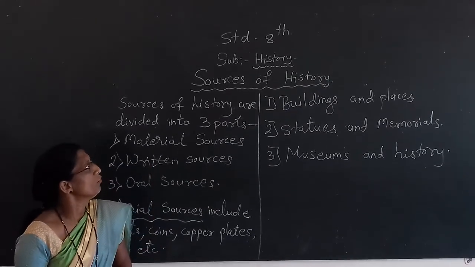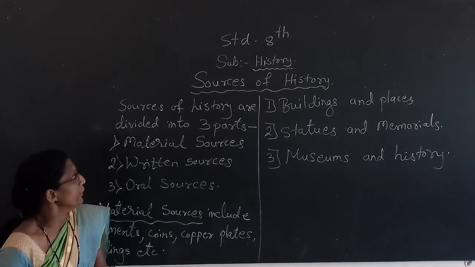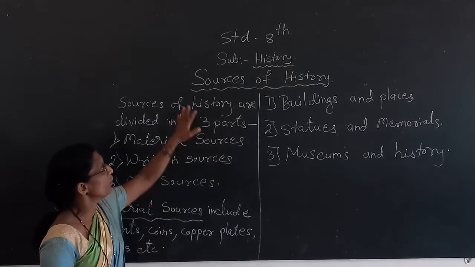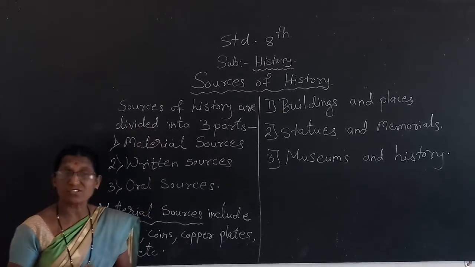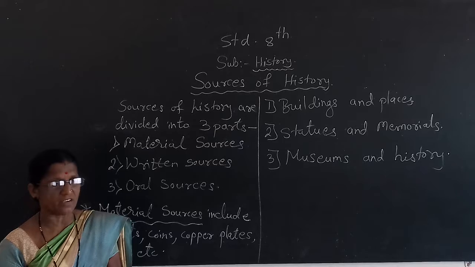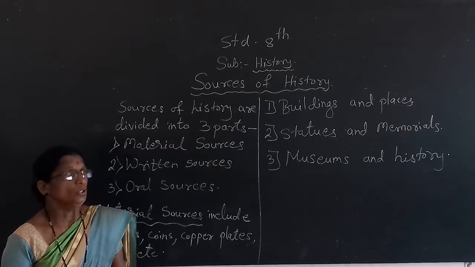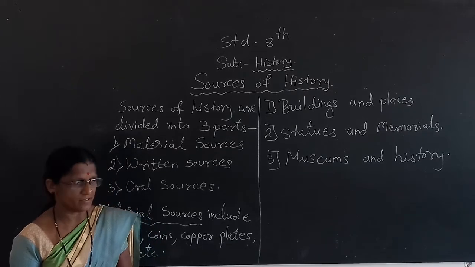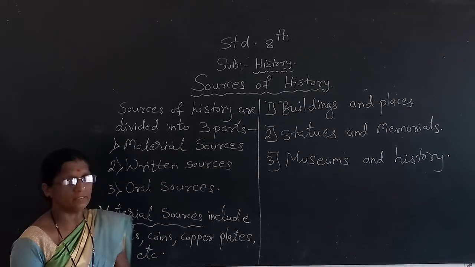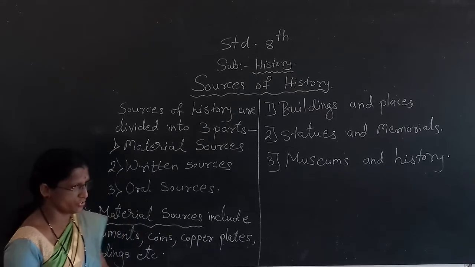Now we are going to start history, first lesson, that is sources of history. You all know that this particular topic, sources of history, we have been studying for the last 3 years, that is from 6th standard, 7th, and then this is the 3rd year. So, can you tell me what are the sources of history? Yes, sources of history are material sources, written sources, and oral sources.